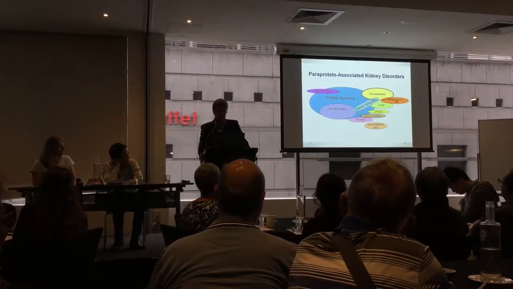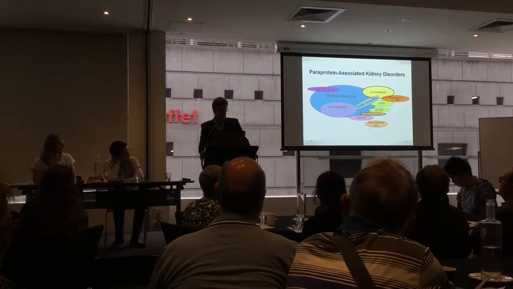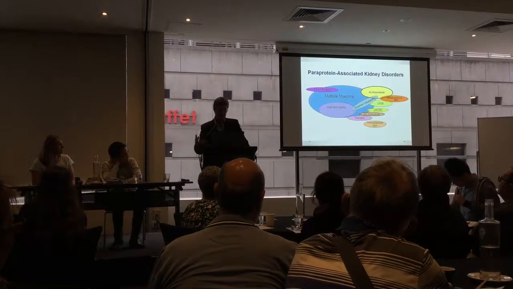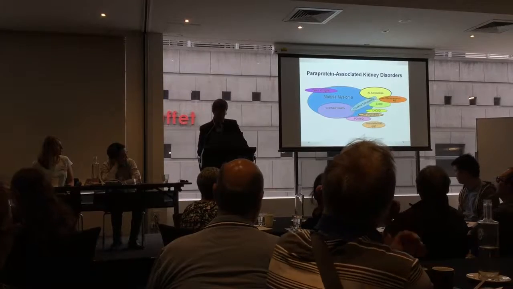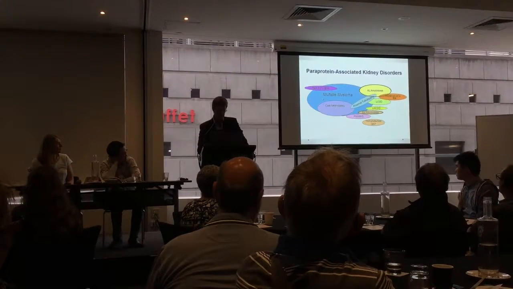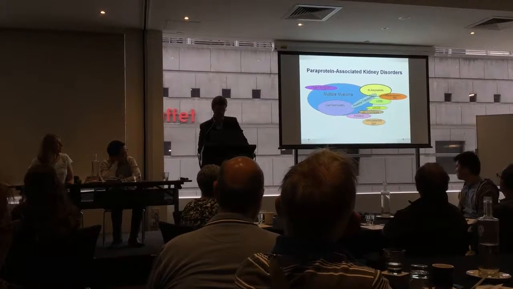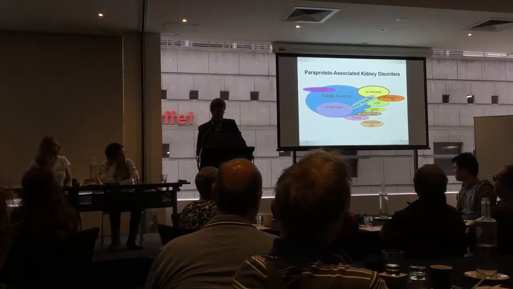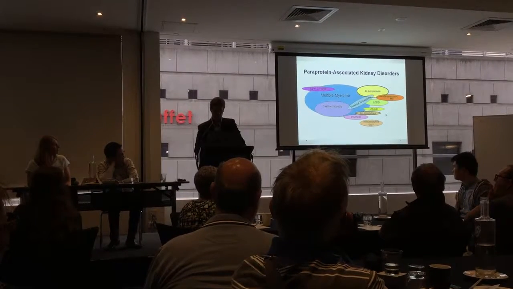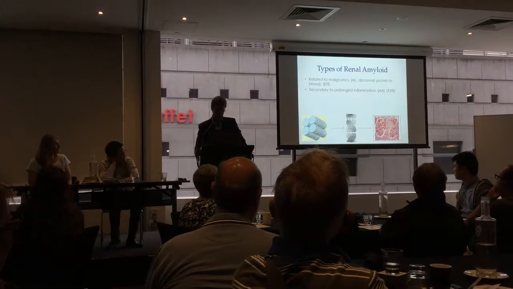Now, amyloid's only one of quite a large number of abnormal proteins that are produced in various conditions that can affect the kidney. It's probably second to a disease called myeloma, but there are a lot of others, and you may or may not hear about them in your pathway through amyloid.